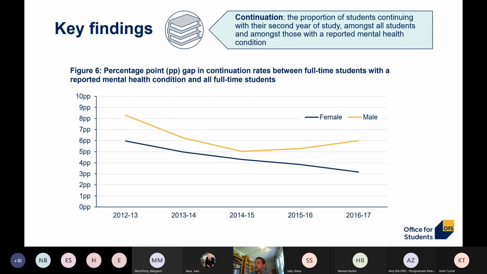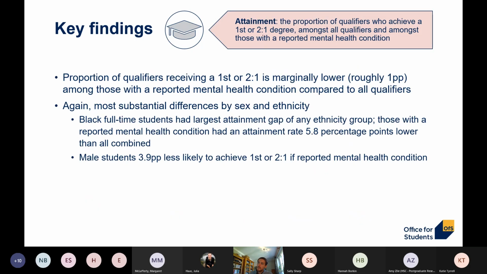And these are the gaps for male and female students between those with a reported mental health condition and all students. You'll note that for male students, it's ticked upwards towards the end of the period, whereas for female students, it has been declining over the whole period.